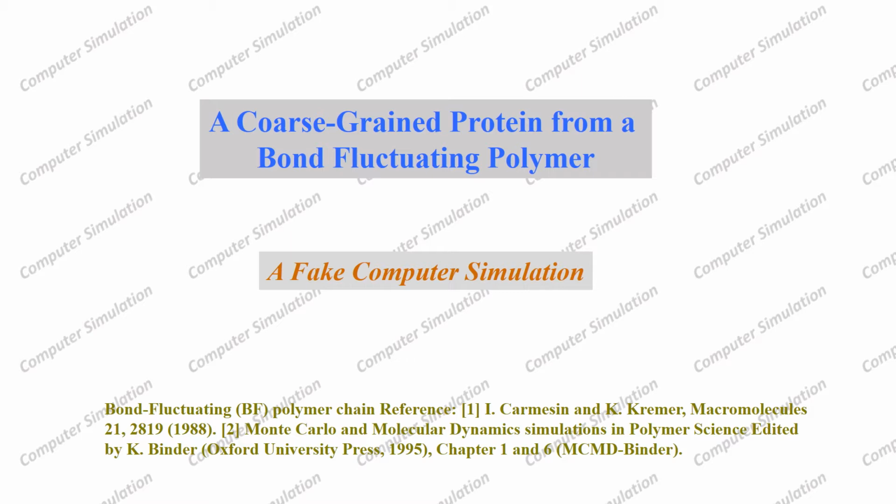Since then, it has been extended to the cubic lattice and has been extensively used to address a number of complex problems for macromolecular systems. Following are two original references. 1. I. Carmesin and K. Kremer, Macromolecules, Volume 21, page 2819, 1988. 2. Monte Carlo and Molecular Dynamics Simulations in Polymer Science, edited by K. Binder, Oxford University Press, 1995, Chapters 1 and 6. It will be referred to as MCMD Binder.